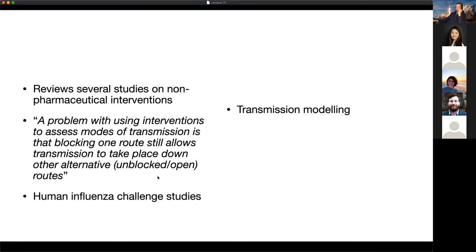In this particular case, something that you do not really do with SARS-CoV-2 is you can do human influenza challenge studies. You can actually ask volunteers to be exposed to influenza, although I presume you could ask volunteers to be exposed to SARS-CoV-2. I'm not immediately aware of these studies that have been done.